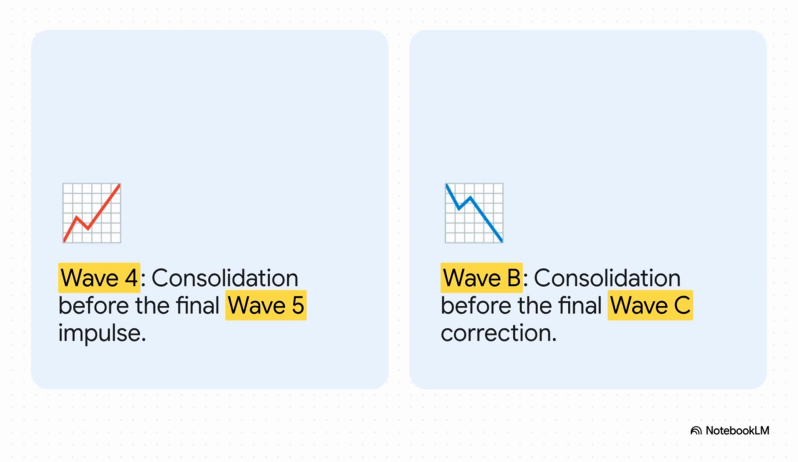And what do these 2 locations have in common? They are always penultimate movements. A wave 4 triangle is the consolidation just before the final dramatic wave 5 impulse. A wave B triangle is the consolidation before the final wave C correction. They're the calm before the storm.